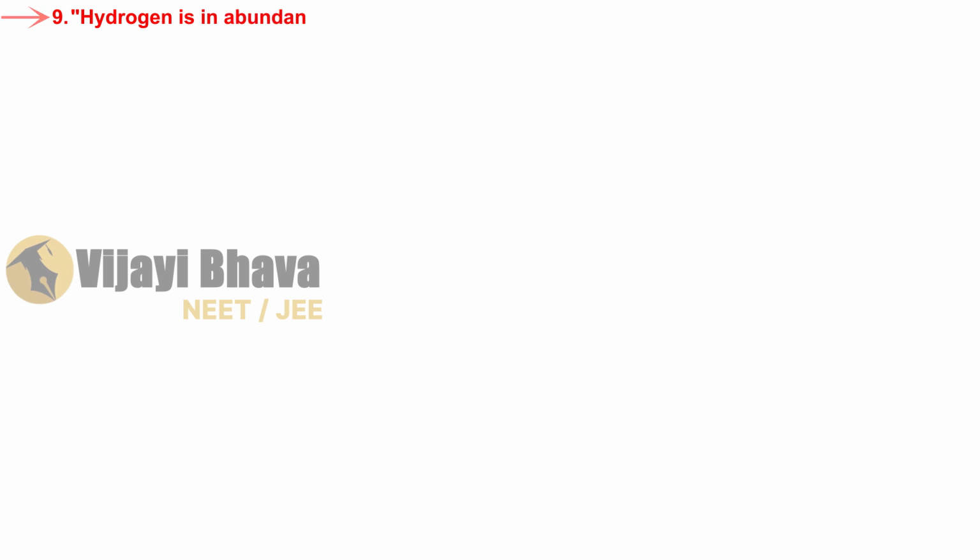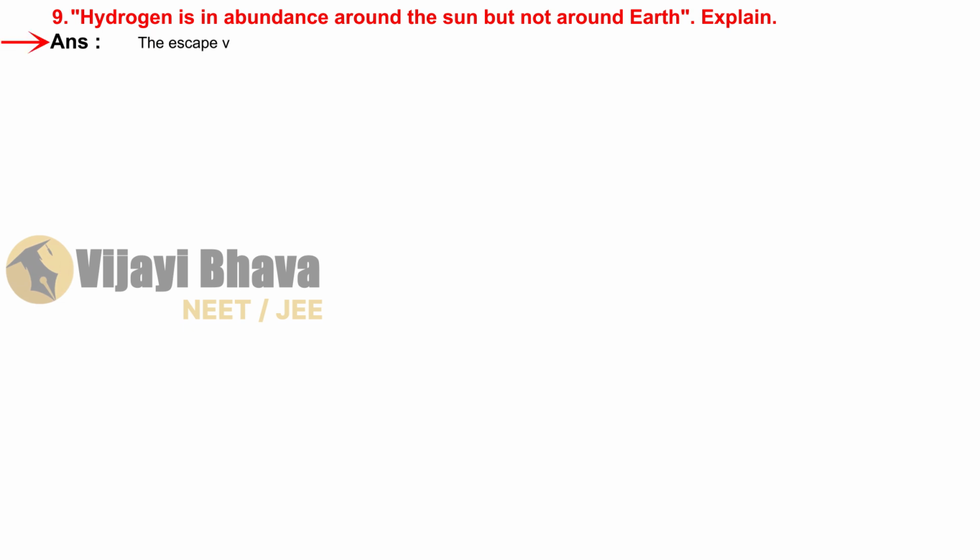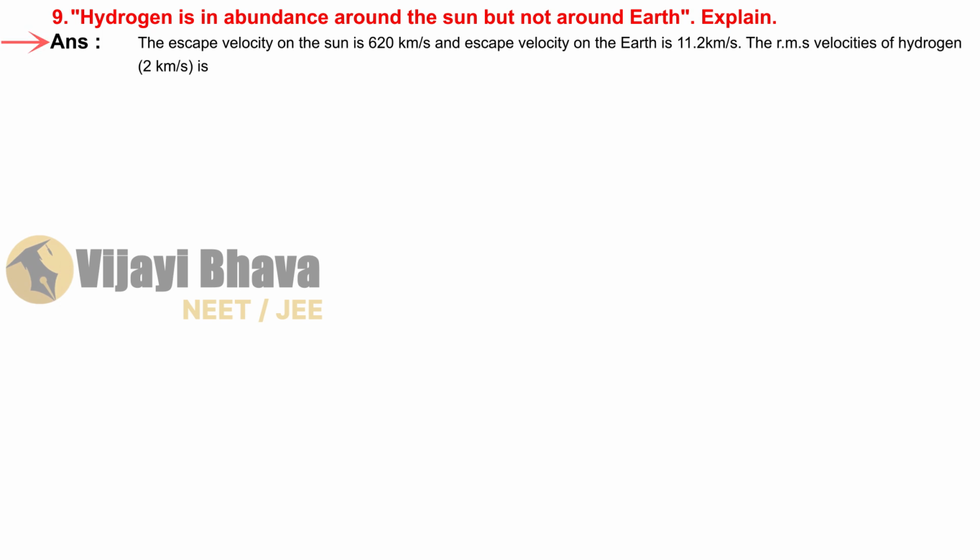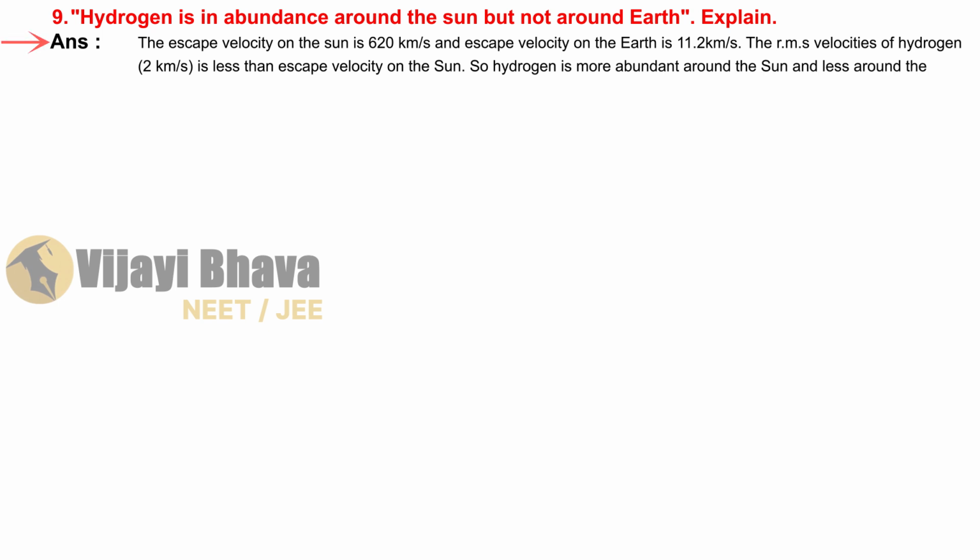Hydrogen is in abundance around the Sun but not around Earth. Explain. The answer is the escape velocity on the Sun is 620 km per second and that on the Earth is 11.2 km per second. The RMS velocity of hydrogen, which is 2 km per second, is less than the escape velocity on the Sun. So, hydrogen is more abundant around the Sun and less around the Earth.